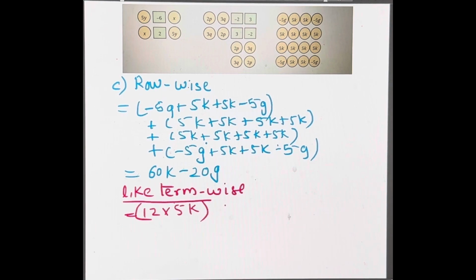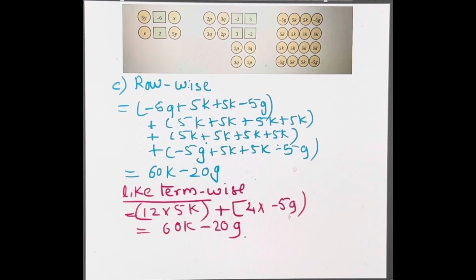Then we take the second one, 1, 2, 3, 4, the one with the g. There are 4 such, minus 5g. So again you'll get 60k minus 20g. 12 5s are 60. 4 5s are 20. Minus sign is there, so you put minus 20g. Right? Now we see column wise.